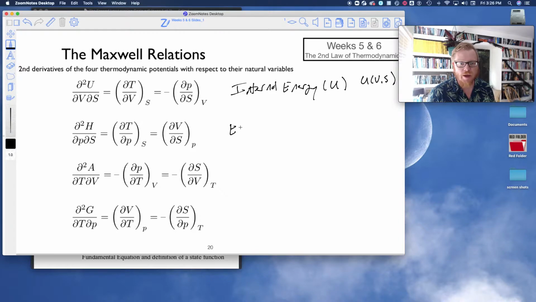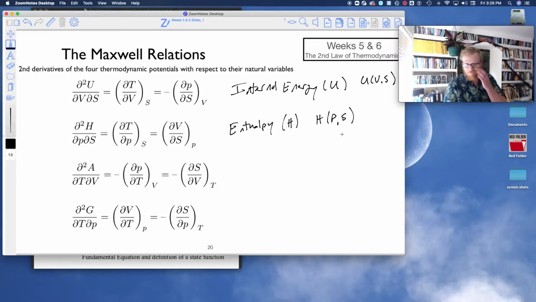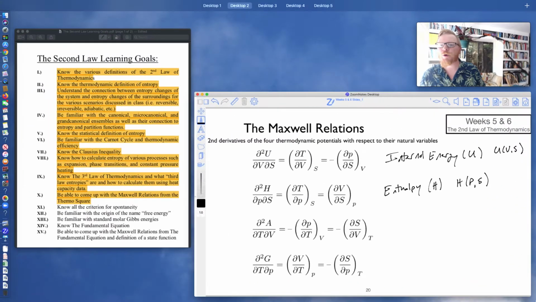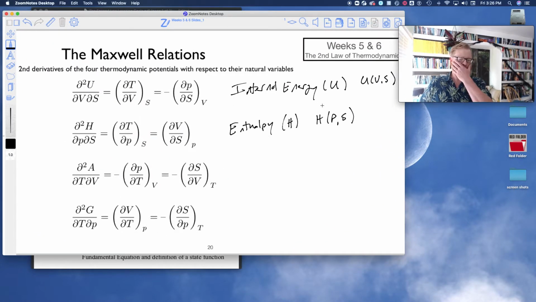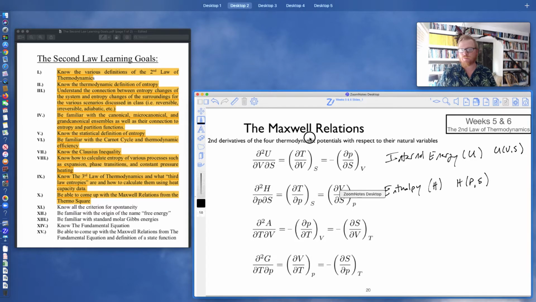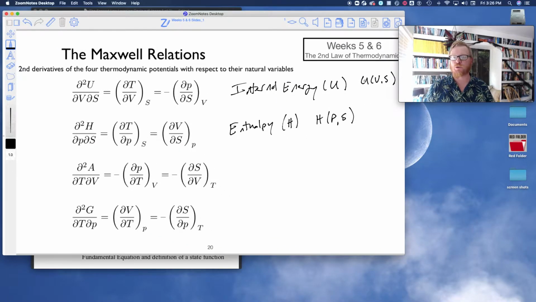The other one we've talked about, enthalpy, H. Okay. And from this, we should interpret that enthalpy's natural variables are pressure and entropy. We kind of already saw that before, where we noted that constant volume heat capacity is related to internal energy and constant pressure heat capacity is related to enthalpy. But as it turns out, they're also related, each of them, to entropy.